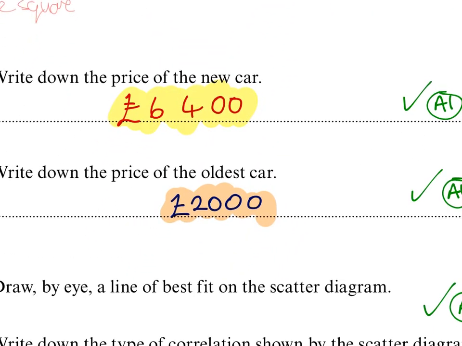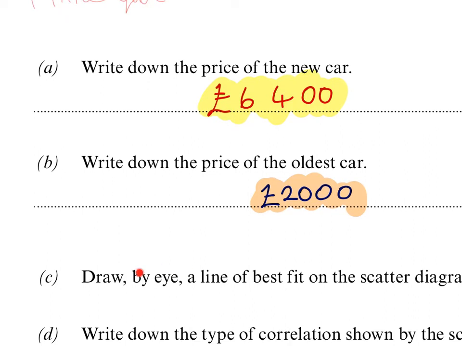The next one says, draw by eye a line of best fit. What does by eye mean when we're drawing by eye a line of best fit? Any ideas? Well, like the most you can get in the line. You don't need to worry so much about getting the most in line. That's something we look at in science more than maths, but good knowledge from that nonetheless.